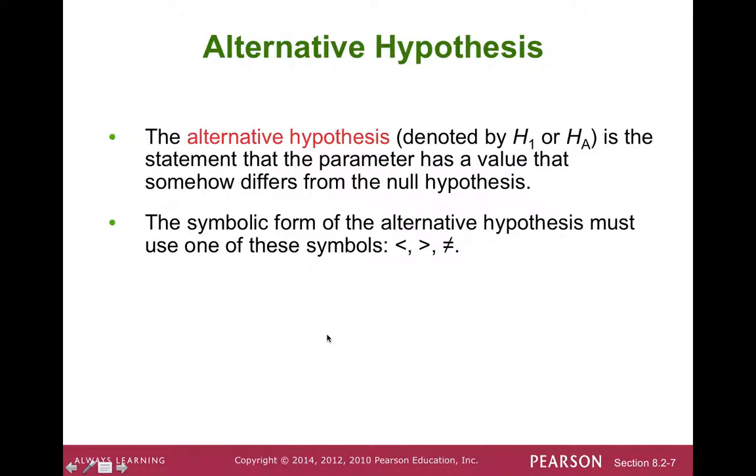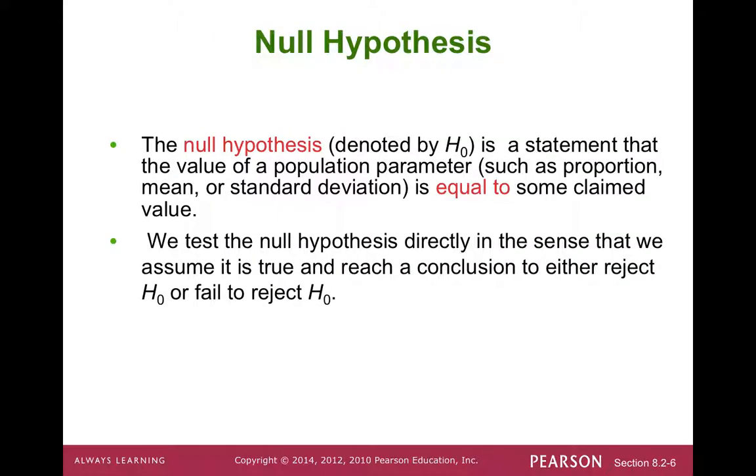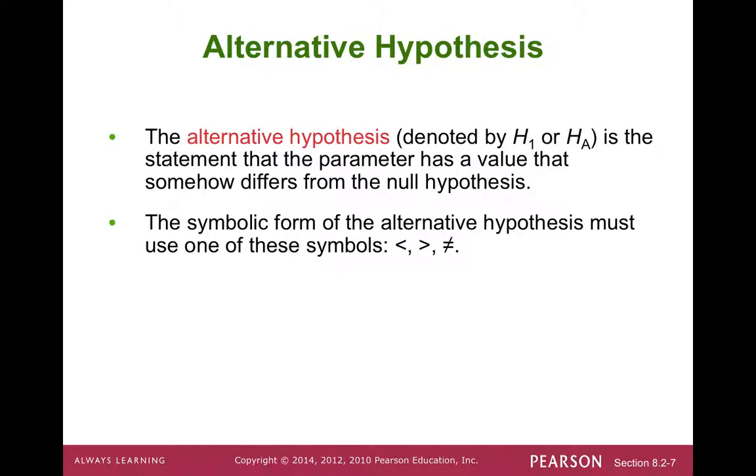In contrast with that will be our alternative hypothesis. The alternative hypothesis is denoted by an H with a subscript of 1 or an H with a subscript of A. I typically see this one used more frequently, H sub A. And that's the statement that the parameter has a value that differs from the null hypothesis. So if our null hypothesis is that the parameter is equal to some claimed value, the alternative would be that it's higher than, lower than, or not equal to whatever your null is. And this will make more sense once we get into an example. It's a little bit abstract right now.